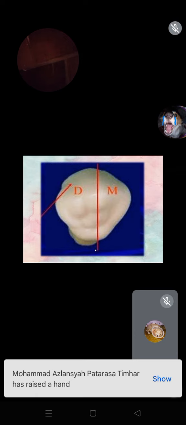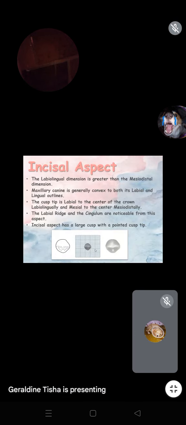Doc, isn't it more accurate to call it labiopalatal than labiolingual for maxillary? Yes, you have a point. Labiopalatal or labiolingual, these terms are interchangeable, but normally we use labiolingual in general. But again, I'd like to emphasize that for the upper, the more correct, applicable term is palatal rather than lingual. But you have a point, Muhammad. Can we continue?